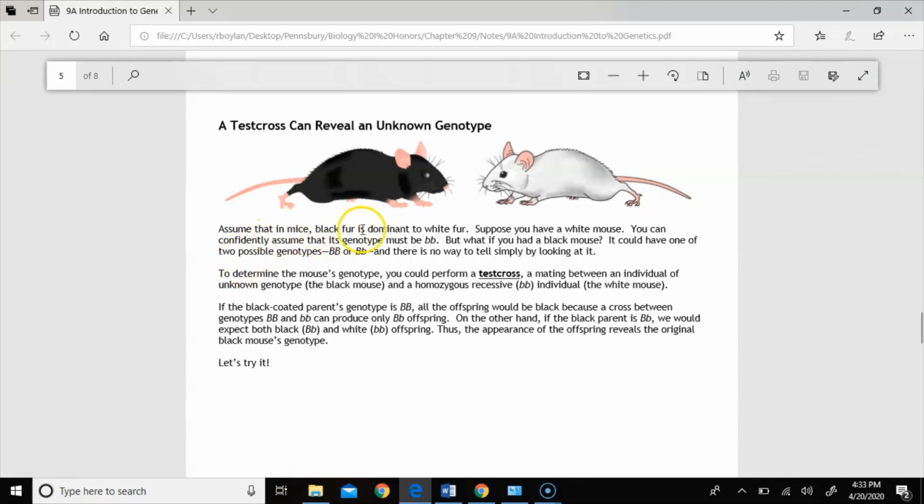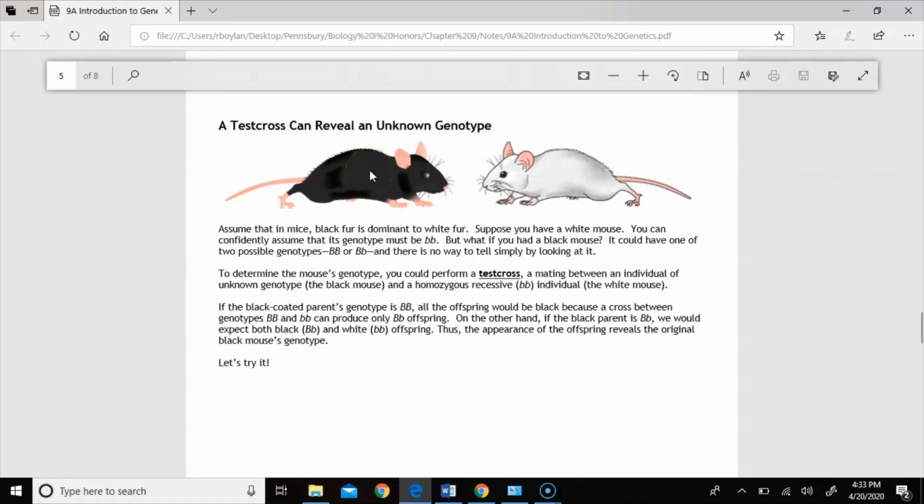So assume that in mice, black fur is dominant to white fur. Suppose you have a white mouse. You can then confidently assume it's little b, right? If black is dominant, then this guy right here has to be little b. But what about him? You know that he could be big B big B or big B little b. How can we find out?